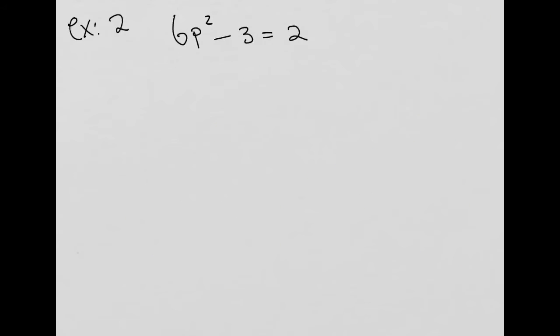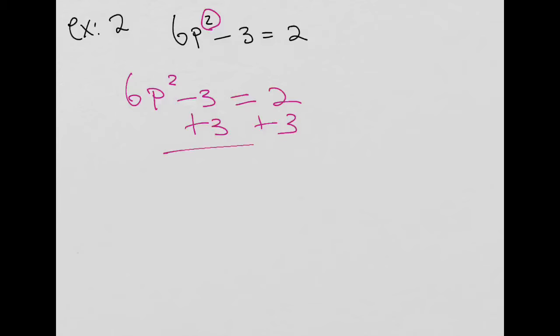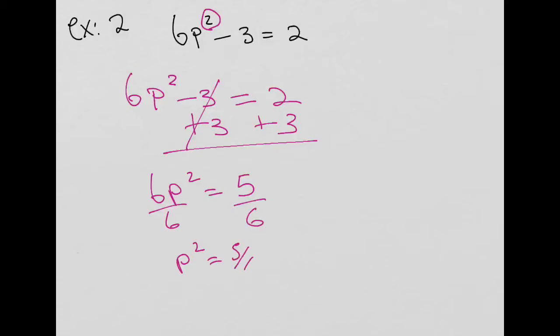Let's see another example. So here, again, based on the methods that we have learned, which one is the easiest way? If you notice, you see this by itself, I would suggest let's just use the square root method again. You have the square there. There's no really parentheses, very little number of terms. So I add 3 to both sides. Then I divide by 6. P squared equals 5 over 6.